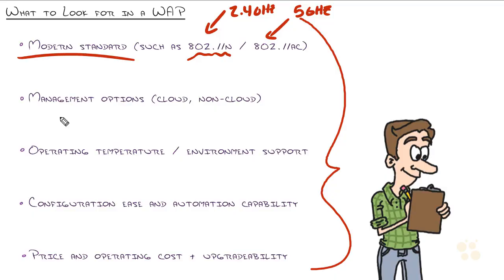The second thing you need to consider is your management options for those wireless access points. Are they cloud-based or non-cloud-based? Now, when I say that, I primarily mean, are you paying the vendor to manage them for you, or more accurately, with you, or are you doing it all yourself?